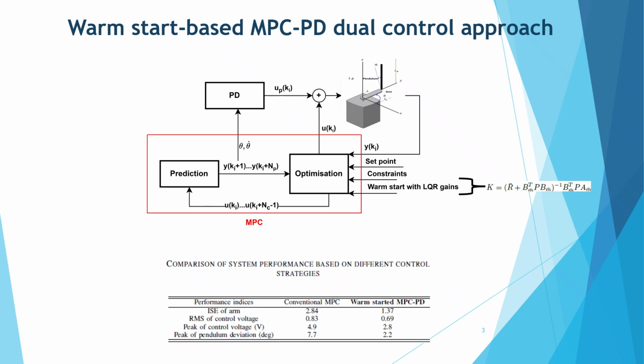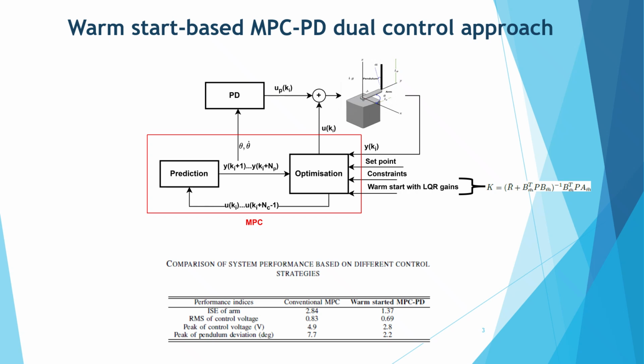MPC accepts information such as the output value y of k, the set point data, the cost function with constraints, and the warm start gain k. On carrying out the experiment on a 2 degrees of freedom underactuated unstable system, which is a rotary inverted pendulum in this case, the following results were obtained.